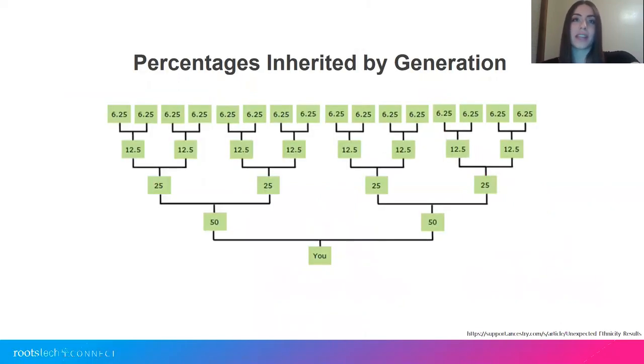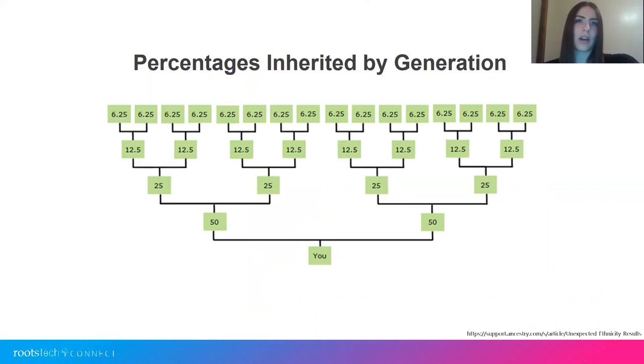So let's talk about percentages inherited by generation. Here you are on the chart right here. You receive about 50% from each parent. And that also means that you inherit about 25% of your DNA from each grandparent, 12.5% of your DNA from each great-grandparent, 6.25% from each great-great-grandparent, and so on.